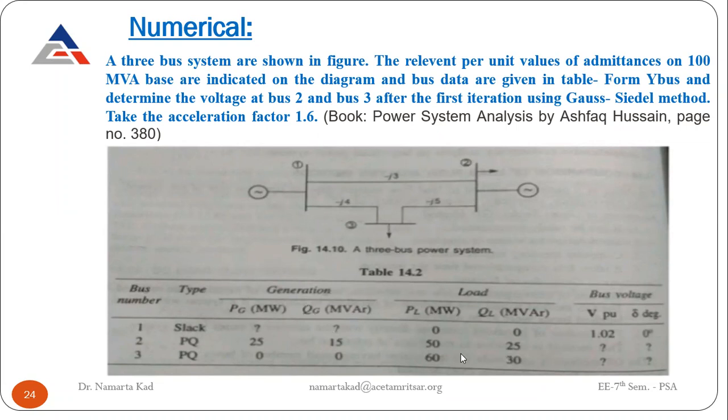And this is the data given. Okay, bus number 1, 2 and 3. Bus number 1 is considered as our slack bus, and here the voltage is given as 1.02 and angle 0 degree. This is fixed. Okay, and this we have to find out. Okay, and here the PQ values, bus number 2, you see the generator is connected on bus number 2. No generator is connected on bus number 3. So for the generation, it is 25 and 15, the values for P and Q, and load values at bus number 2 is 50 and 25, and here on bus number 3, it is 60 and 30. Okay, so now let's start.